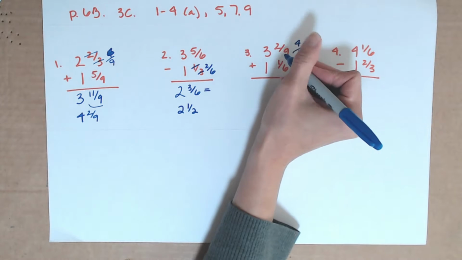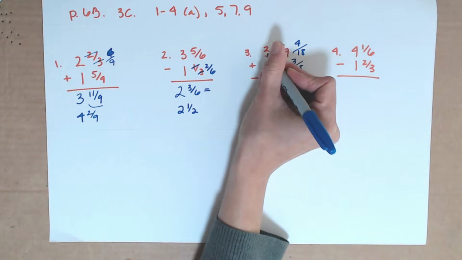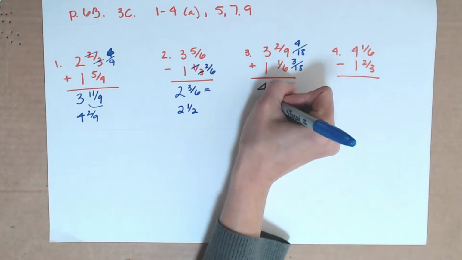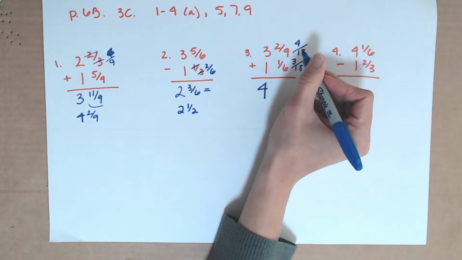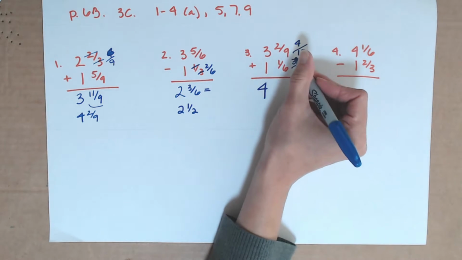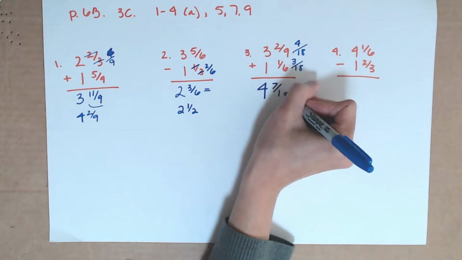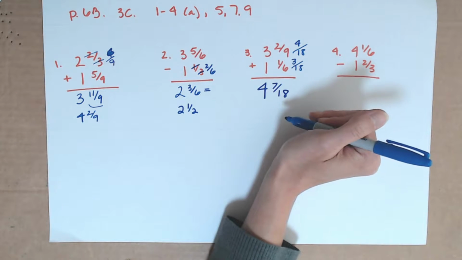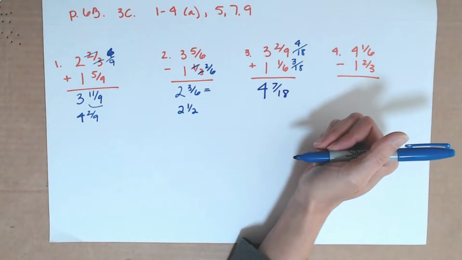Now I can just add. I add my whole numbers. 3 plus 1 is 4, and then I add my fractional parts. 4/18 plus 3/18 is 7/18. That cannot be simplified, so that's my final answer.